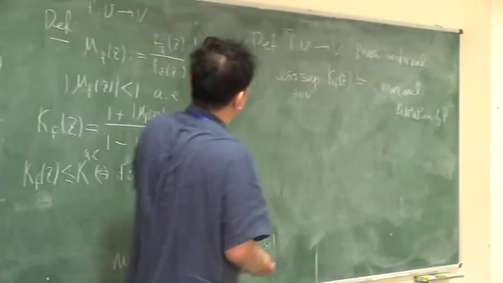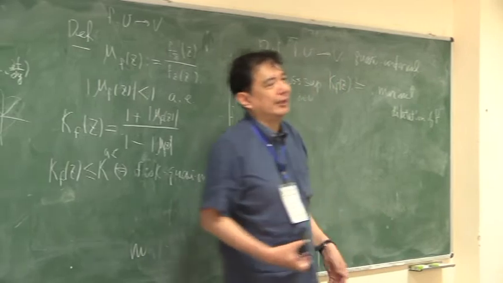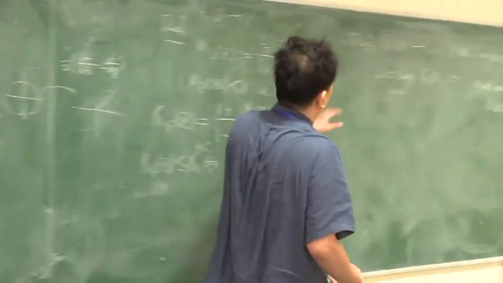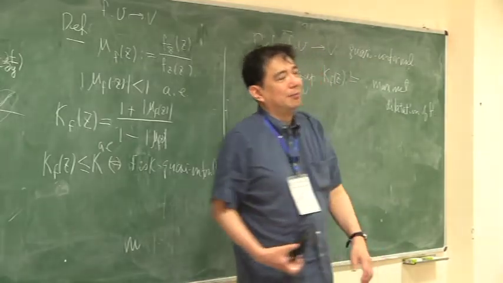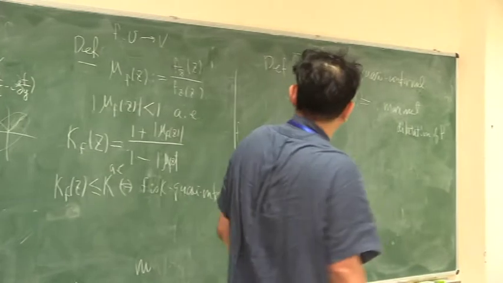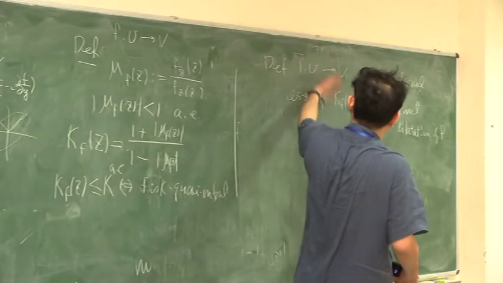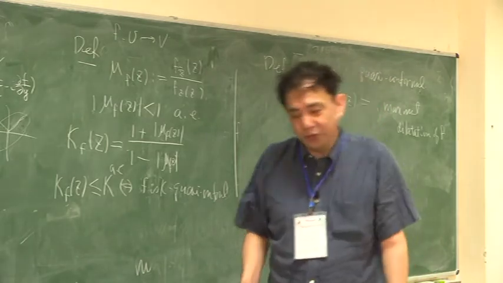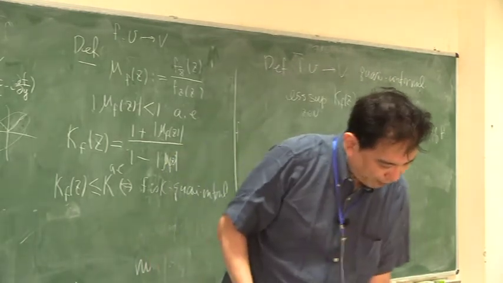Okay. So essential supremum means you ignore the measure zero set. In a measure zero set, there might be no bound. But ignoring the measure zero set, you should have some kind of bound, because it's assumed to be quasi-conformal.